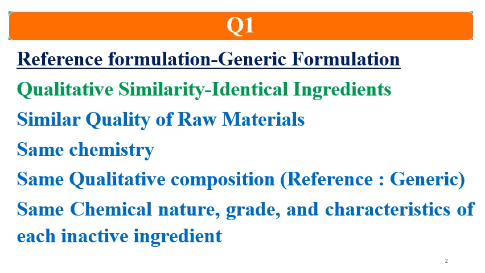Then these materials have the same chemistry. Same qualitative composition is there between the reference and generic. Then generally it is studied and then it is confirmed whether the generic formulation is having the materials with the same nature, grade and characteristics. So this is the Q1. Q1 means qualitative similarity.